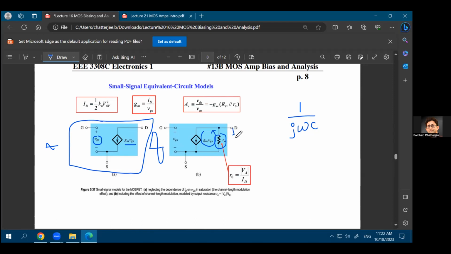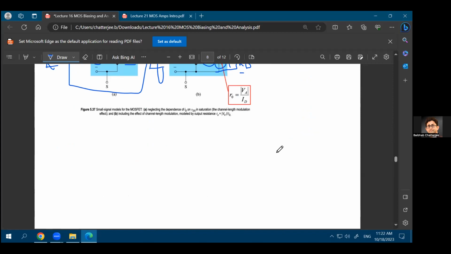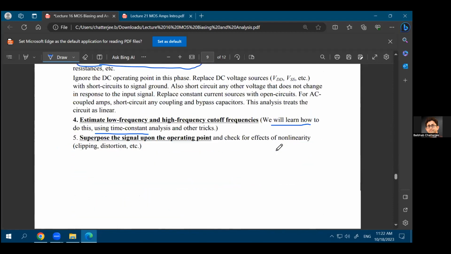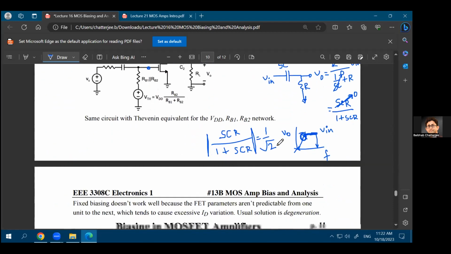If you want to find out the voltage developed across this RD resistance, the current is flowing in this direction, but you're trying to find the voltage in this direction. That's why the gain of the circuit became minus gm times RD. Again, something that we have looked into in the last lecture.